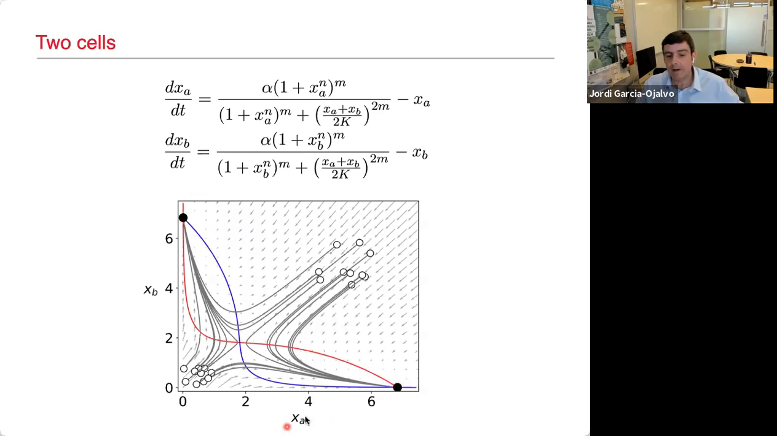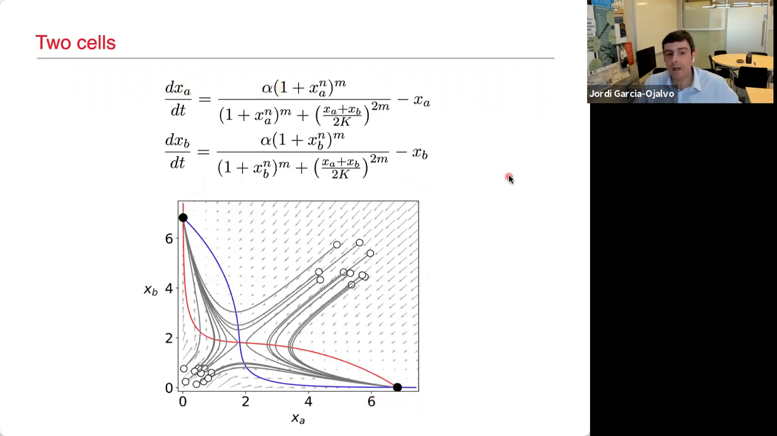Either the system can be in a state in which cell A is high in NANOG and cell B is low in NANOG, or the opposite situation, in which cell B is high in NANOG and cell A is low in NANOG. So these are symmetric fates. As you can imagine, this is basically the same fate because this is a symmetric permutation. One cell is high in NANOG and the other cell is low, okay, or vice versa.